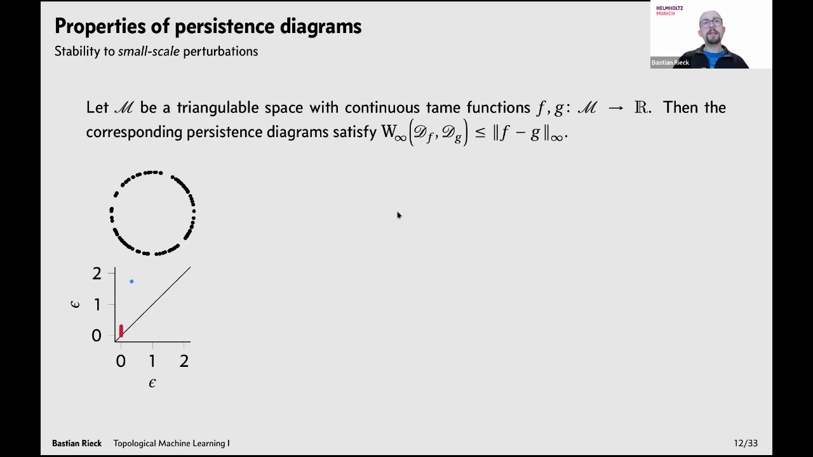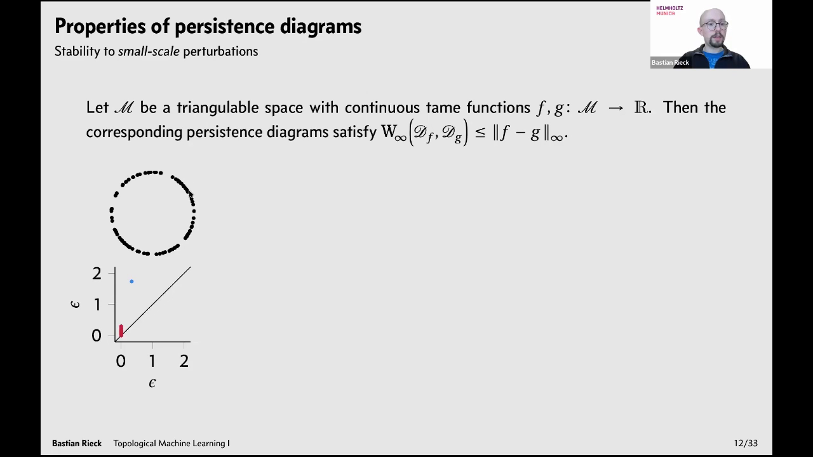Because people always say, oh, it's stable under perturbations of the data. But that's not exactly true. It's stable under small scale perturbations. Specifically, the diagrams satisfy a bound based on the Hausdorff distance. And that is all nice and good unless your perturbation becomes too big. So let me illustrate that with a circle here.